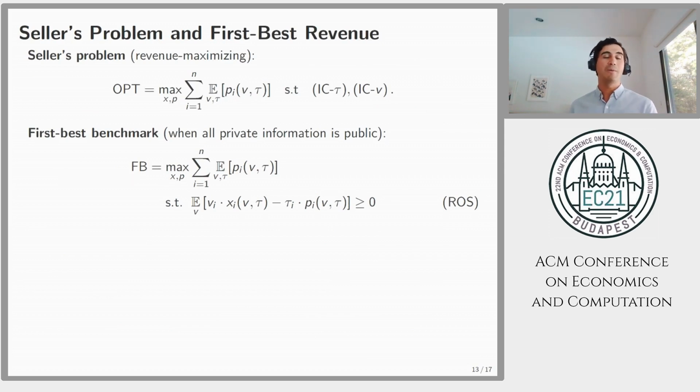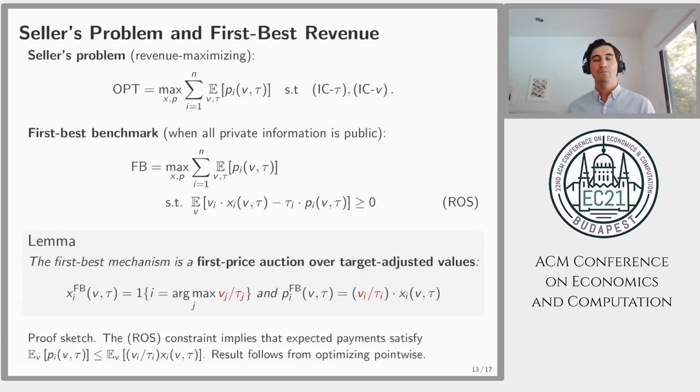We're going to benchmark our mechanisms against first best, that is, the optimal revenue when all information is public. It has the same objective, but now we relax incentive compatibility and we only need to satisfy the return on spend constraints. Now, a first result is that the first best mechanism is actually given by a first price auction over target adjusted value.